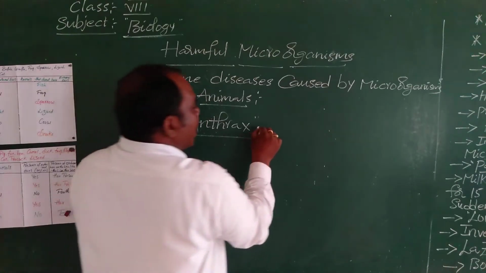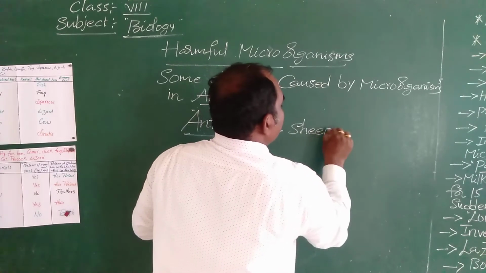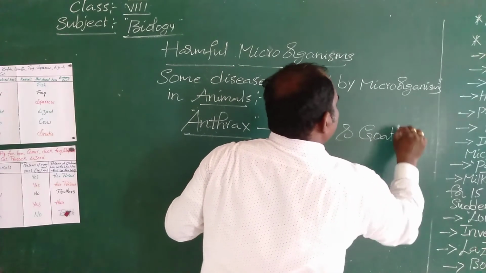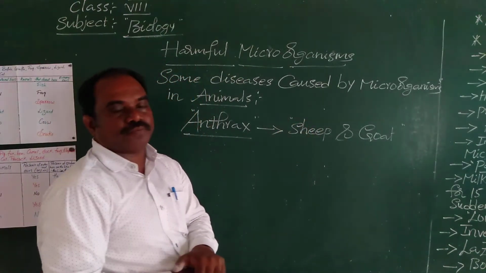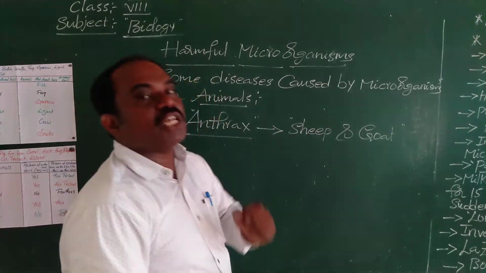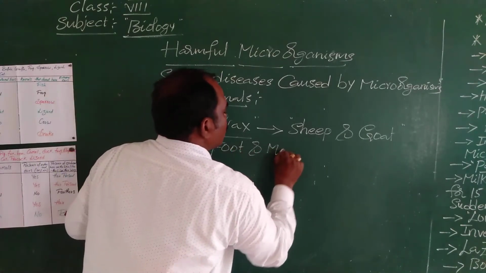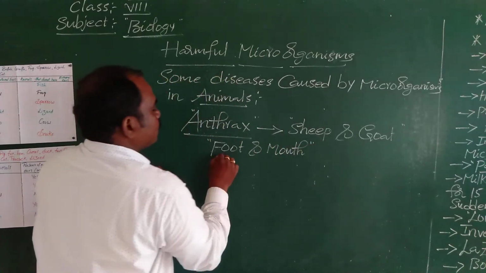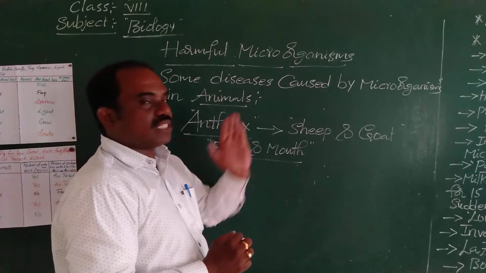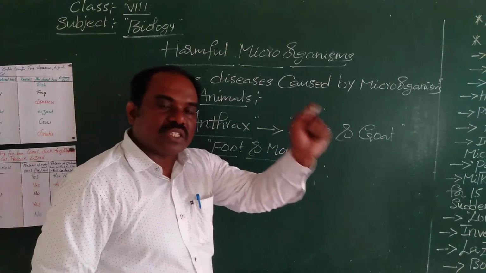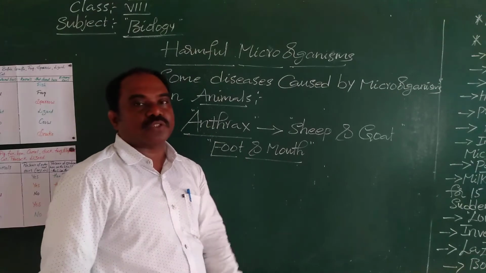This disease mostly affects cattle, sheep and goats. It also affects humans, like foot and mouth problems. Anthrax disease affects sheep and goats, and this disease also affects human beings.